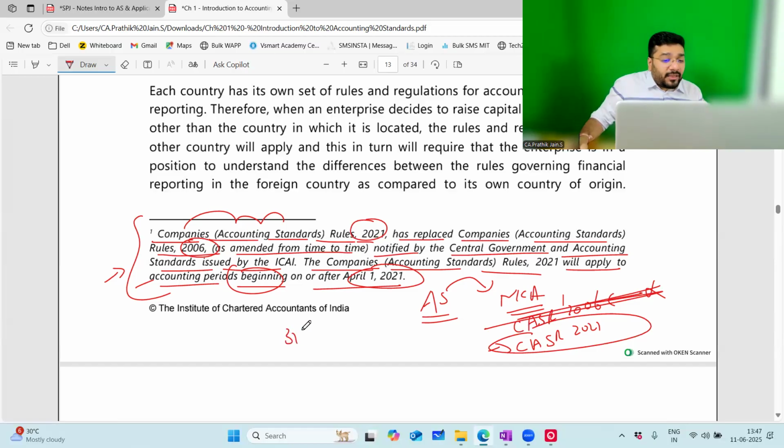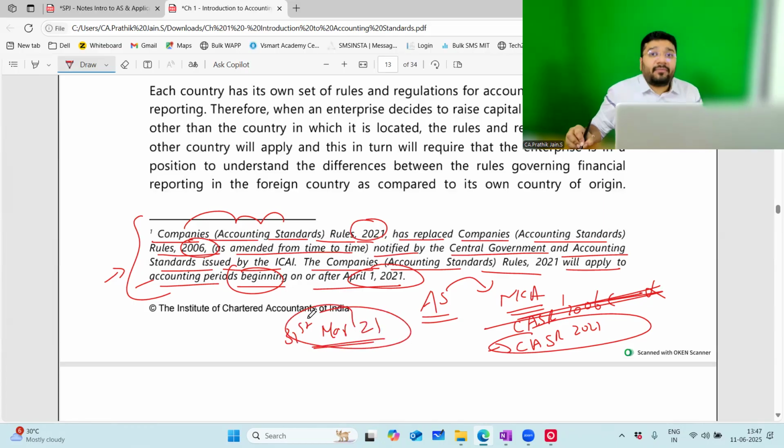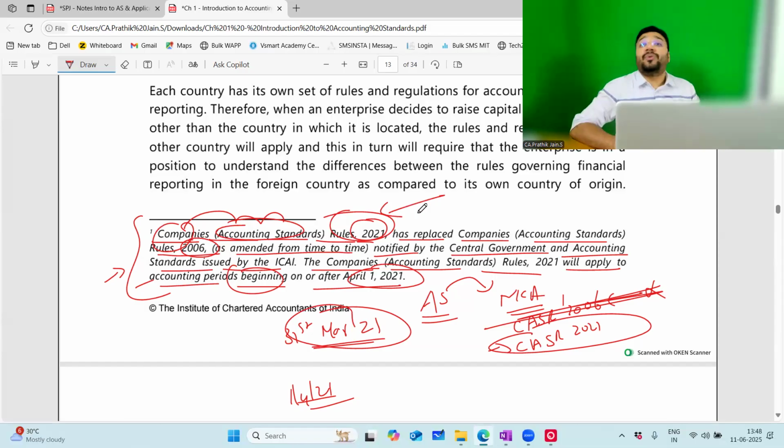Up to 31st March 2021, the financial statements that you prepared using the accounting standards were as per the 2006 rule. After that, from 1/4/21 onwards until now, whatever financial statements you prepare based on the accounting standards, that is notified where now? In 2021. So now if you want to check where this AS is notified by MCA, where will you go and check? The Companies Accounting Standards Rules 2021. This is the document that you will refer to, to check what AS is made applicable on the corporates.